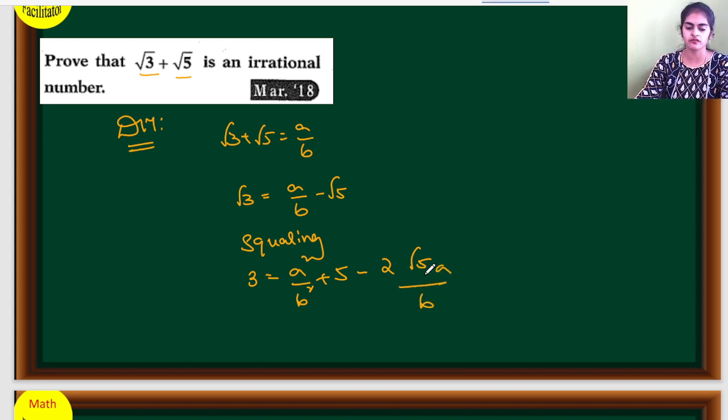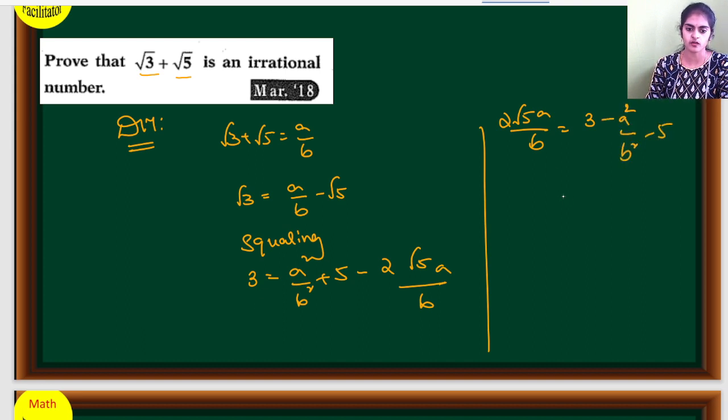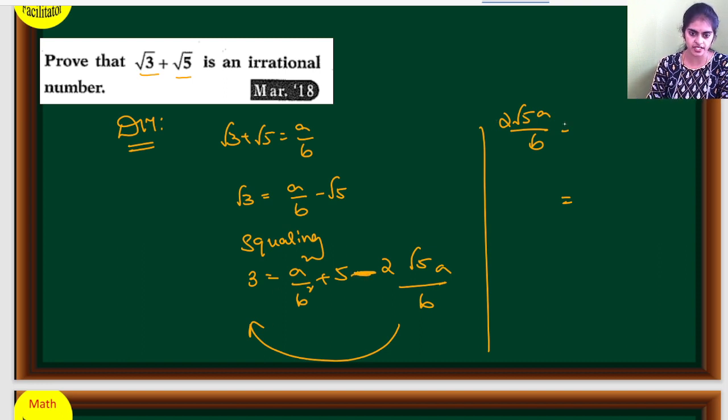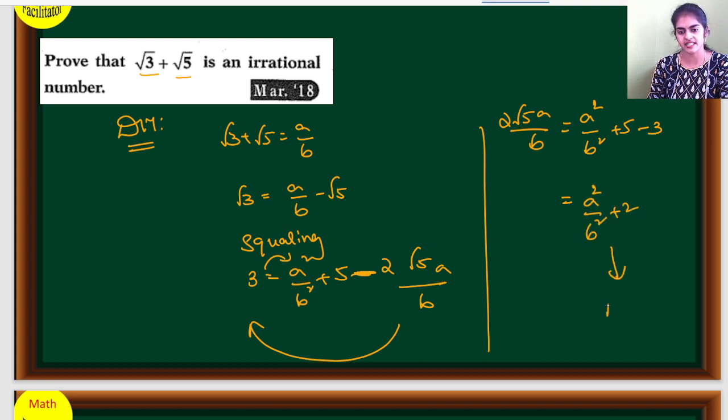And the steps again. So 2 root 5 a by b, you will keep it on one side. It is actually very easy. Equal to a square by b square plus 5 minus 3. Here I am sending this to the other side because I have a minus here, so it became positive. Now a square by b square plus 5, I will keep it on the RHS only. 3 I will send to the LHS, so minus 3 I will have. So a square by b square plus 2. Now this entire thing is rational.